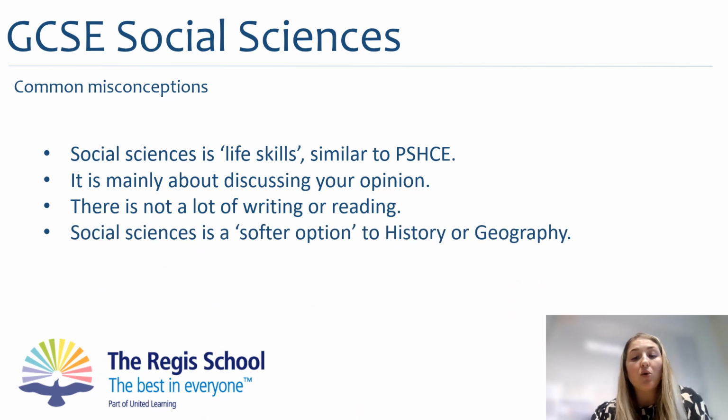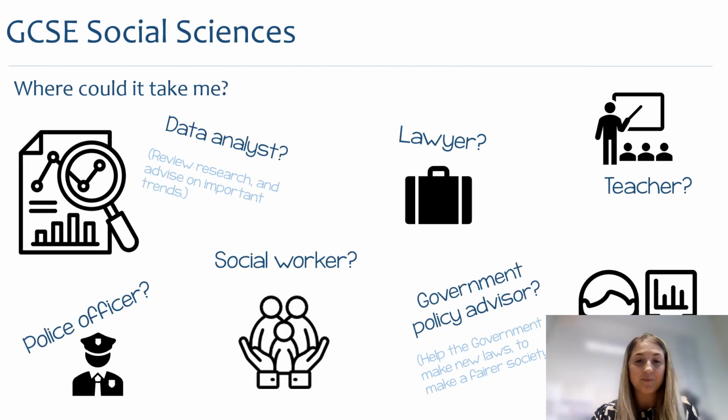And then finally, social sciences is a softer option to history or geography or any of the other core subjects. Again, this is not true. There is a level of academic rigour required for these subjects, and it is not easy to get a good grade. You need to make sure you're prepared to work hard.